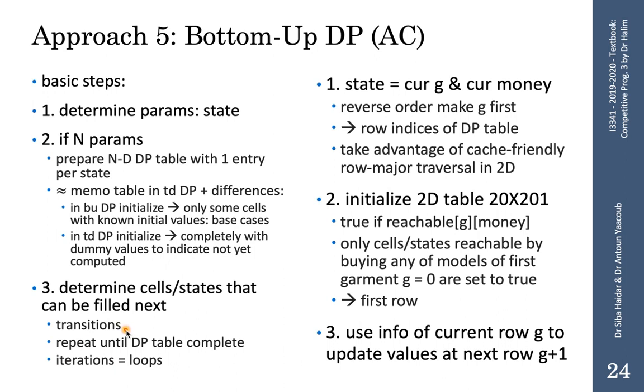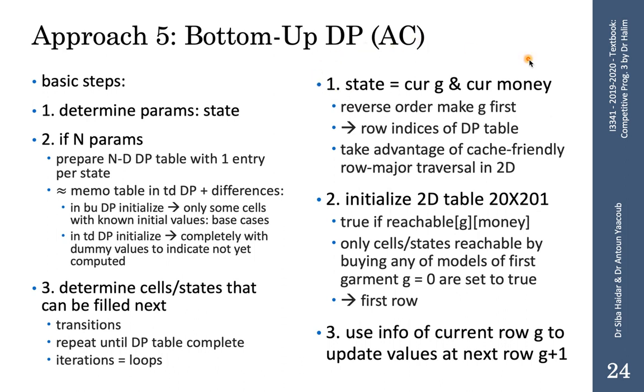We call them the transitions. How can we fill the other rows, or columns? So we will repeat until the DP table is complete. And we will do this using iterations now, not using recursion. So this will be done using loops. This is the bottom-up approach.